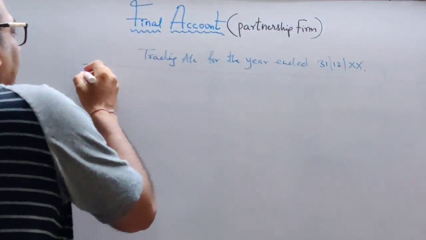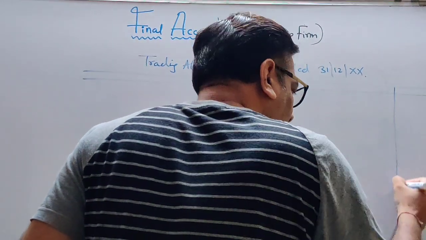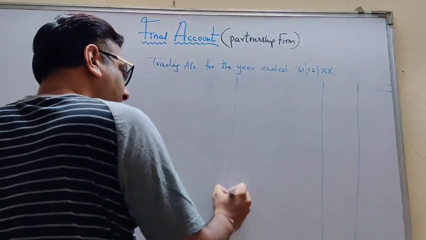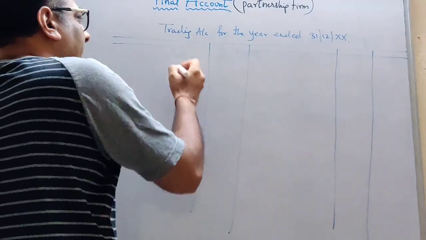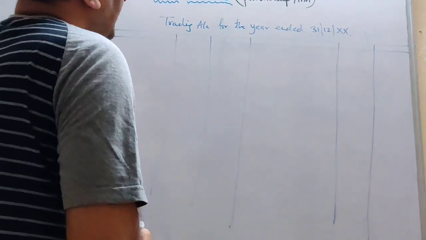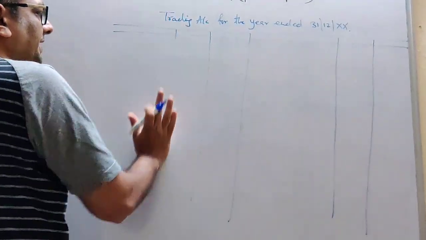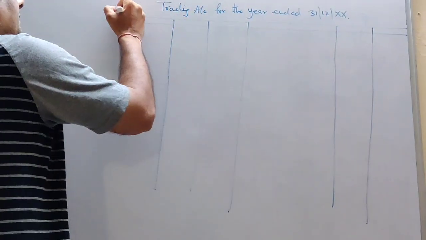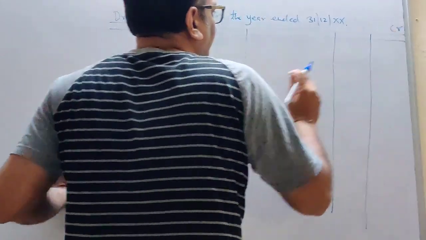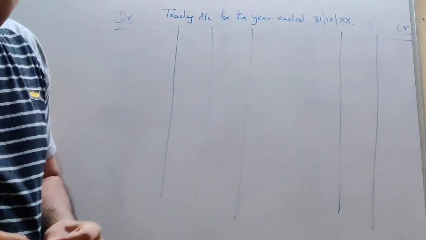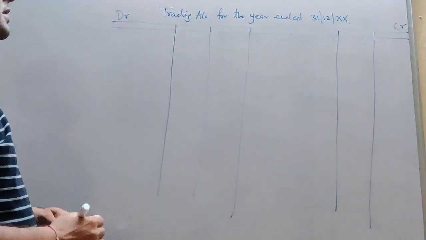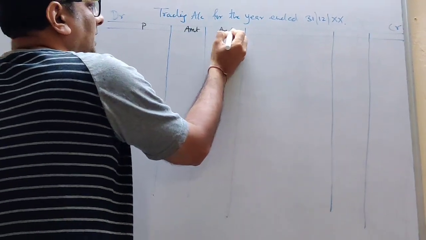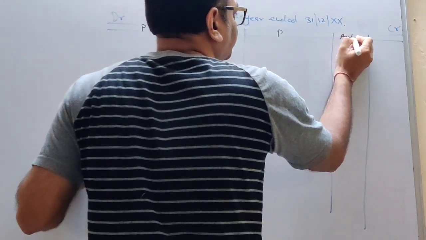And you will make trading account with double column for amount, and always write in full. Don't write just trading account. You have to write in full trading account for the year ended. Don't write only trading account, write in full for the year and date, and you have to write it with the date. So writing the date is very important. Particulars, amount, amount. So double column for amount.